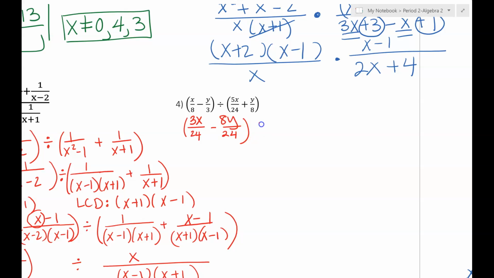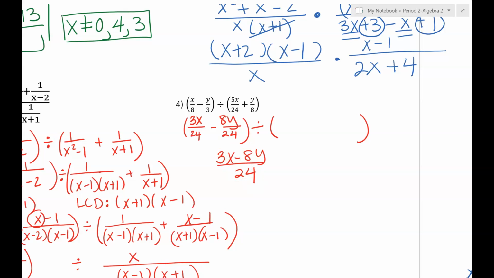Then, can I just go both at the same time? Would that be okay with all of us? No? Okay, we'll do one at a time. Then, this first set of quantity. Okay, so I can just add the top. 3x minus 8y all over what? 24. All right, that's as far as we can go.